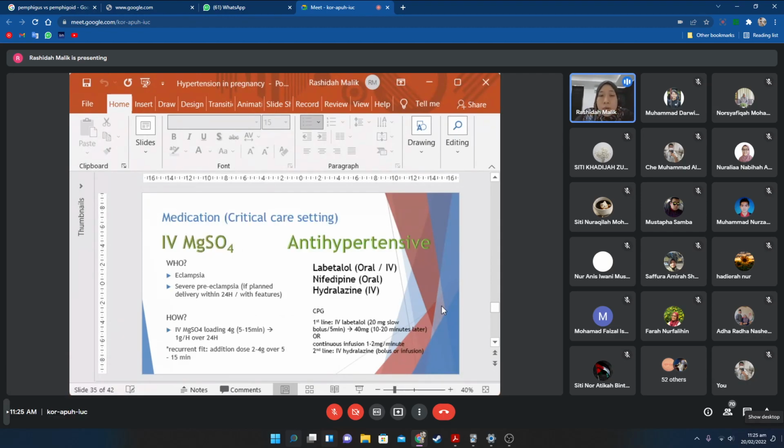Right? So what are the medications in critical care setting? This is important because there is not much drug being used in pregnant mothers because of the safety. So oral medication, as mentioned, we have methyl-dopa as our first line according to our CPG. The alternative first line, labetalol, and also nifedipine as the second line. So you'll need to remember these drugs and also the dosing.